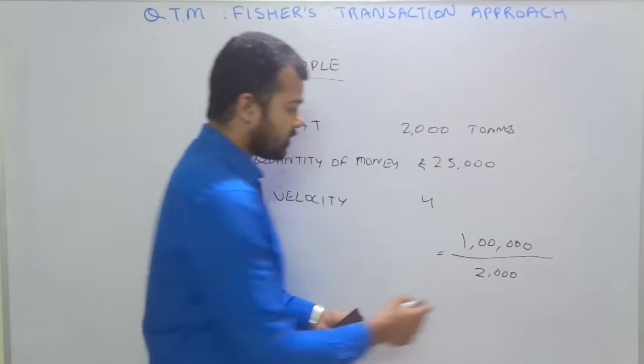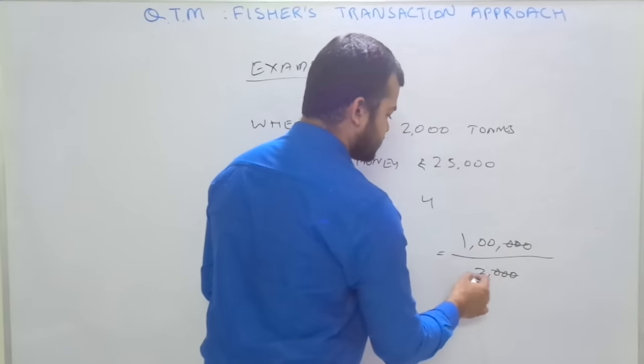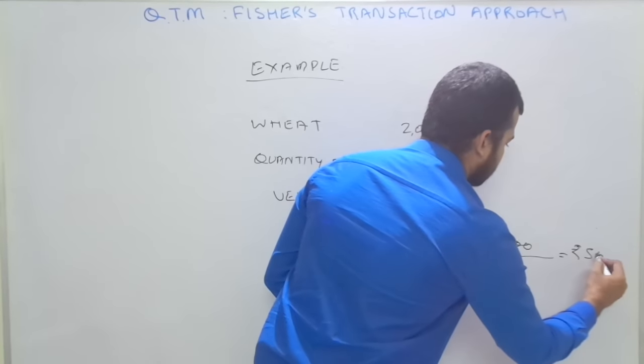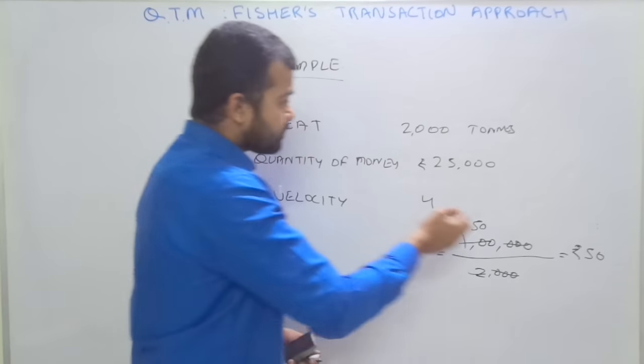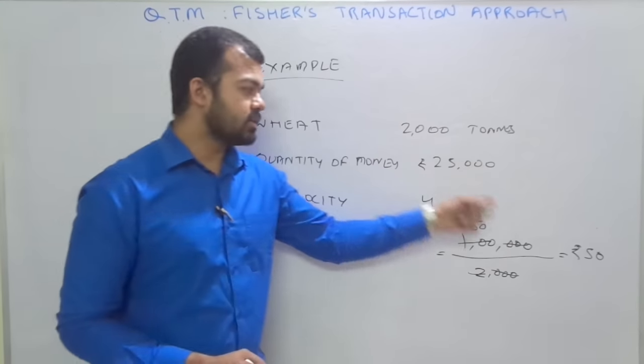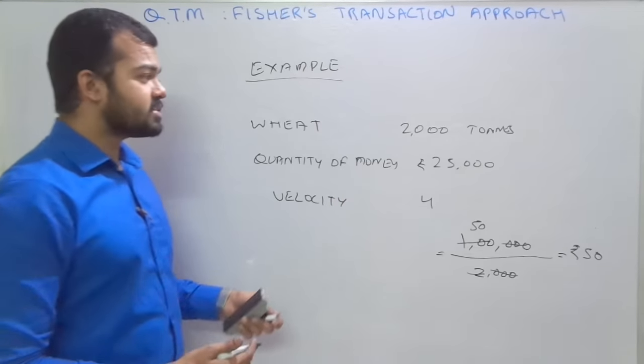So here when we solve this simple equation, we have to cancel these things and the answer comes out as rupees 50. So rupees 50 is the price of this wheat. So rupees 50 per ton is the price. Now we consider the second example.